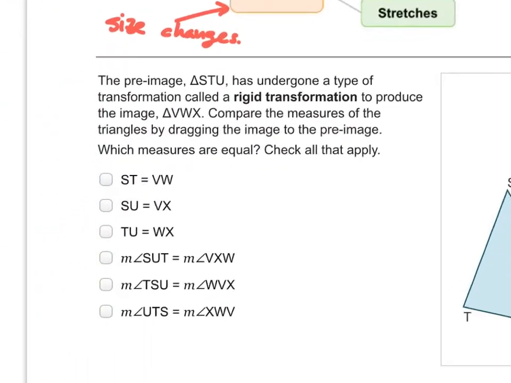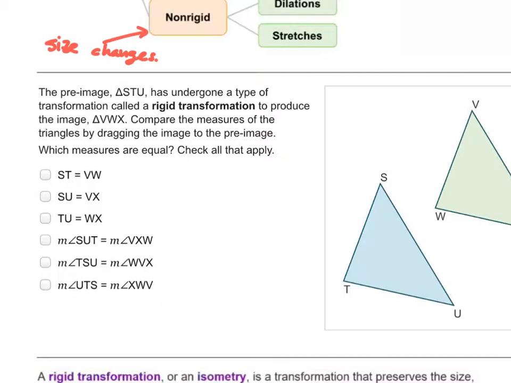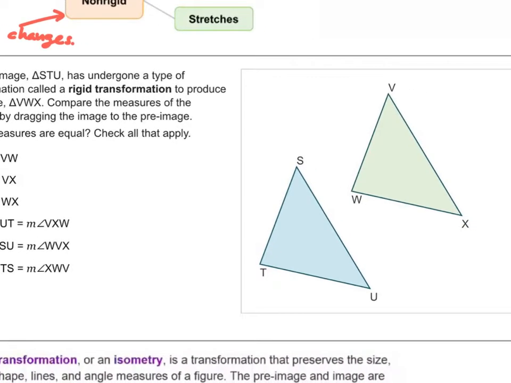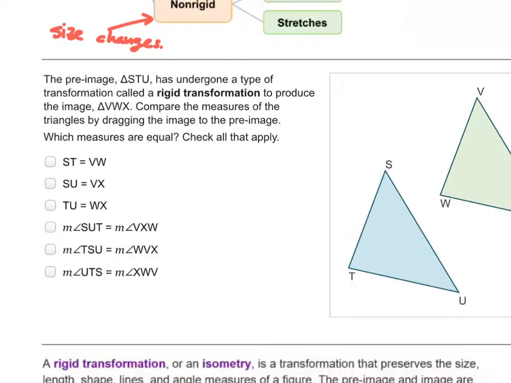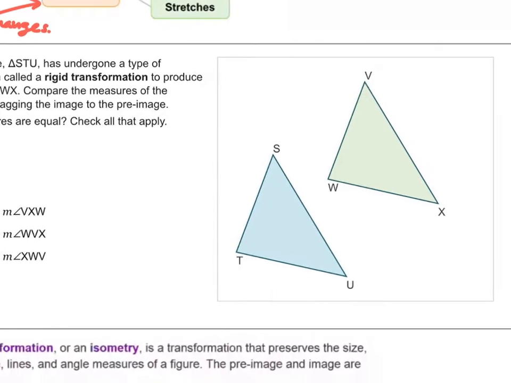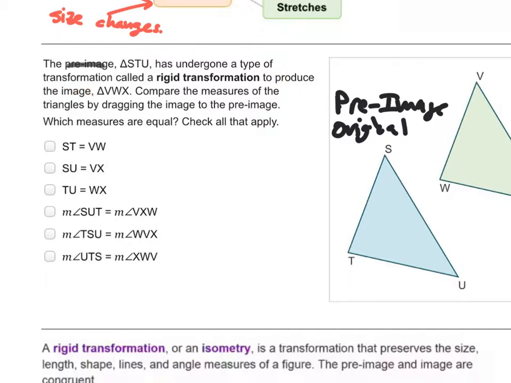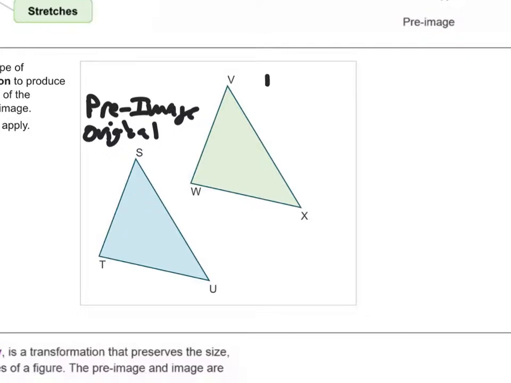So let's take a look at an example. What we have here is this thing called the preimage. Triangle STU has undergone a type of transformation called a rigid transformation to produce the image VWX. The first thing I want to show you is that when it says preimage, that's this triangle right here. This is the preimage, and this is the original. It says it's gone under a rigid transformation to produce the image. So this is the image, the result after transforming it.